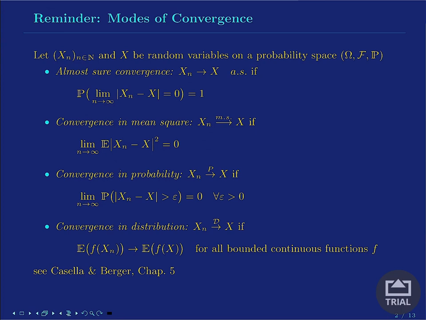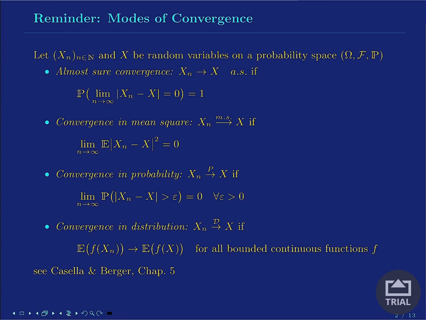Weaker than both of these modes of convergence is the convergence in probability. It is implied by the two other stronger ones. So we say that the sequence Xn converges in probability to the random variable X if the probability that Xn differs from X by more than epsilon becomes asymptotically 0 for all possible epsilon larger than 0.